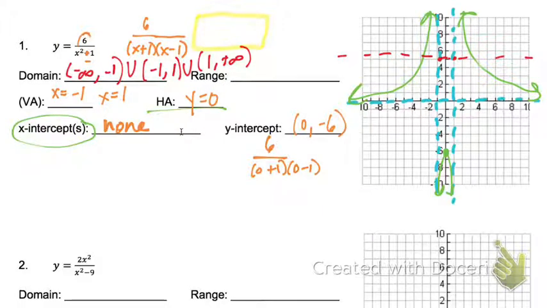And then range, what would my range be? -infinity, where does it stop? 0. Union, 0, positive infinity. Every time I do. You can do it, I promise.